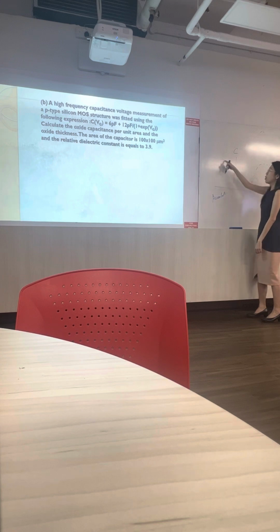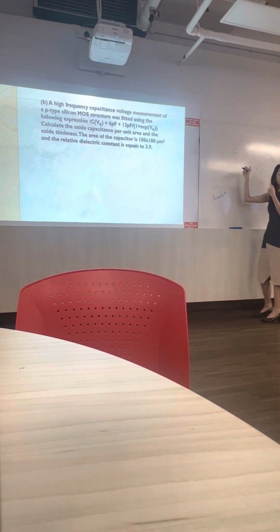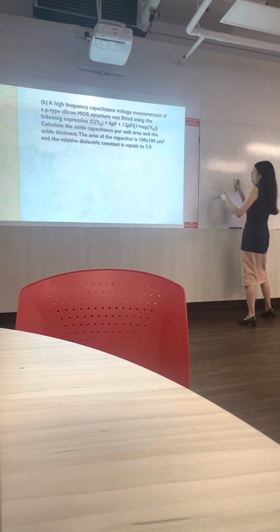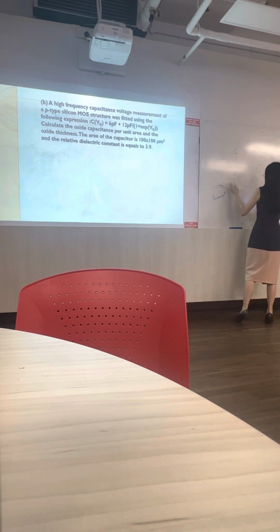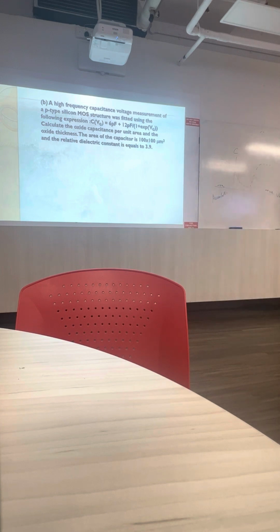That means all the charges get accumulated, so we have high capacitance. More charges, more C. Then as you go more and more positive, I sweep the bias from negative to positive. This negative, this positive. So as I go more and more positive, what will happen here?